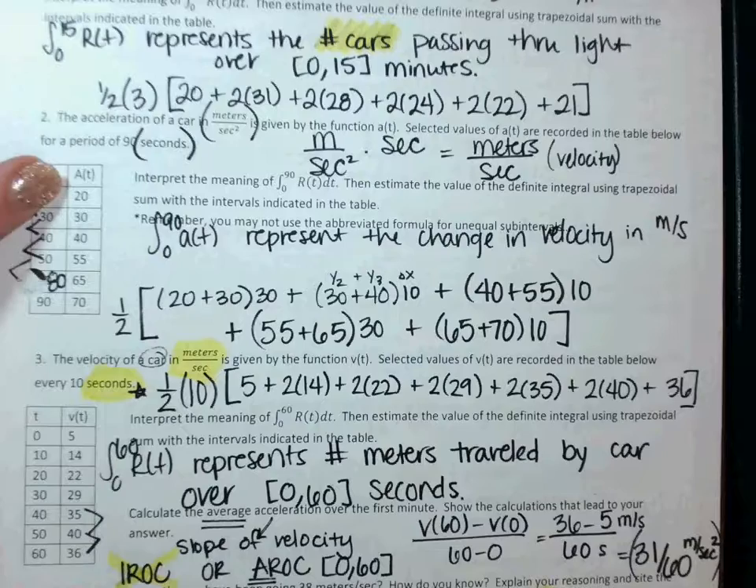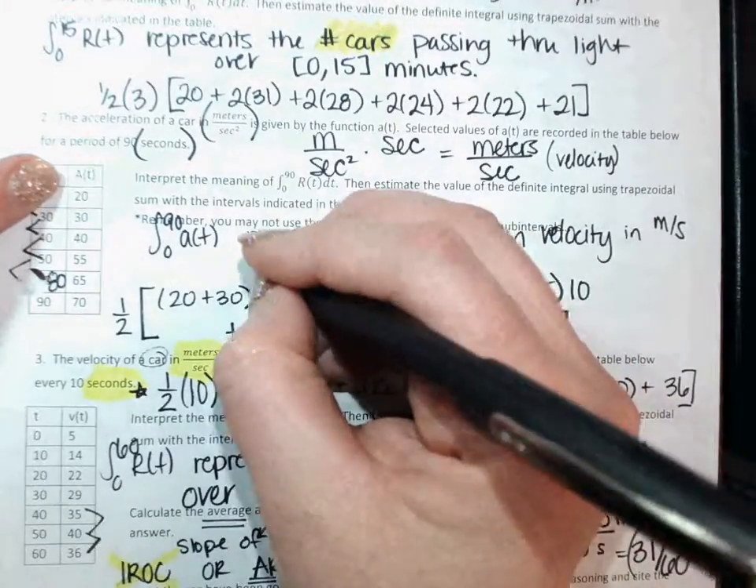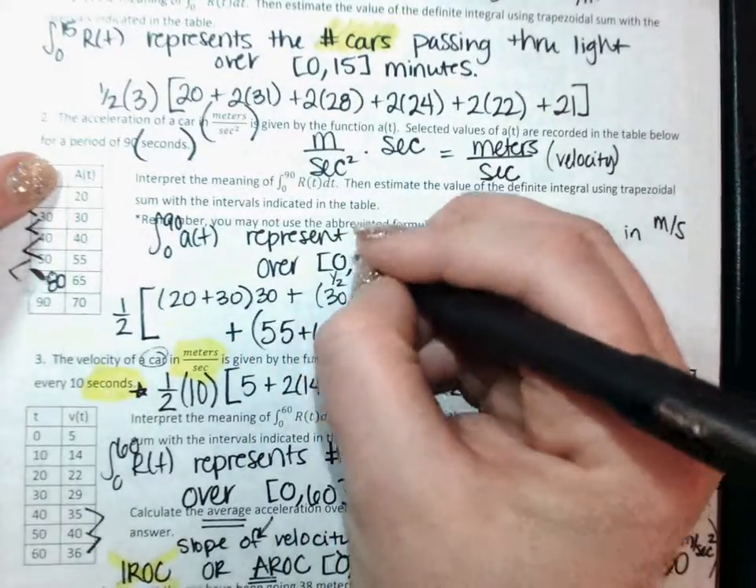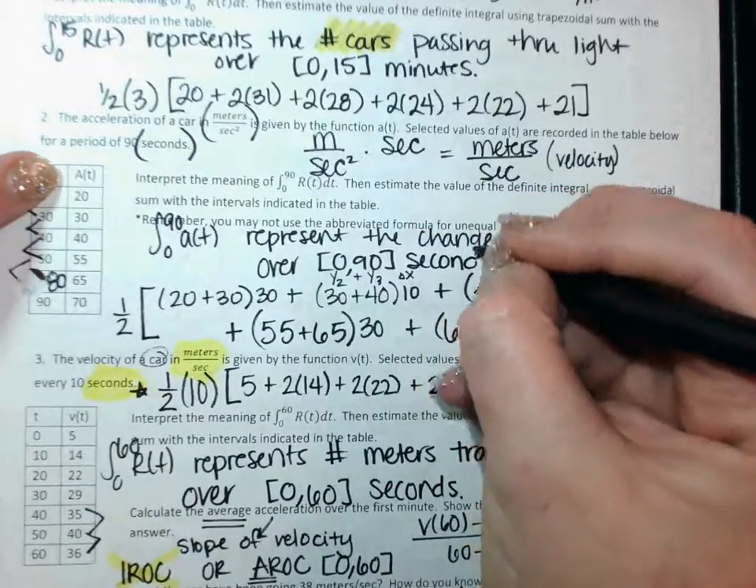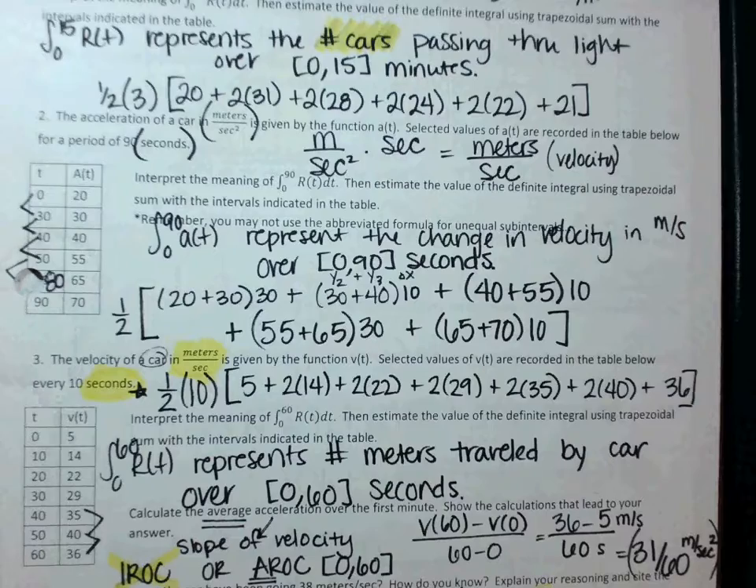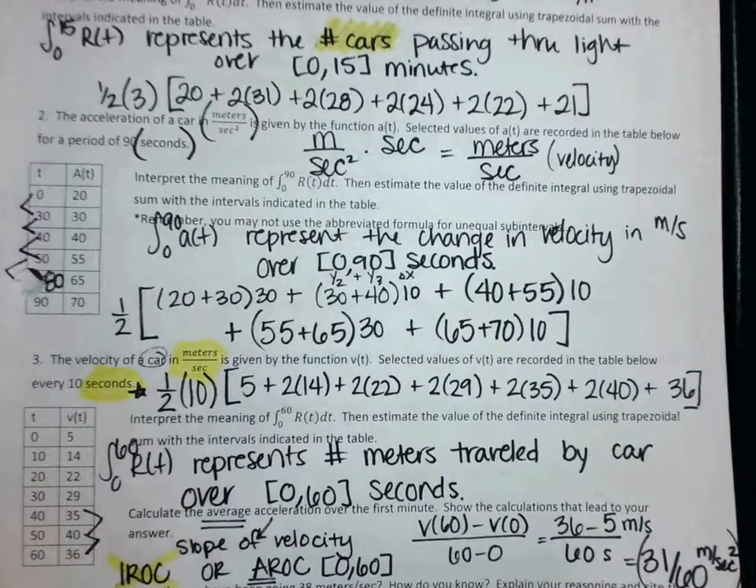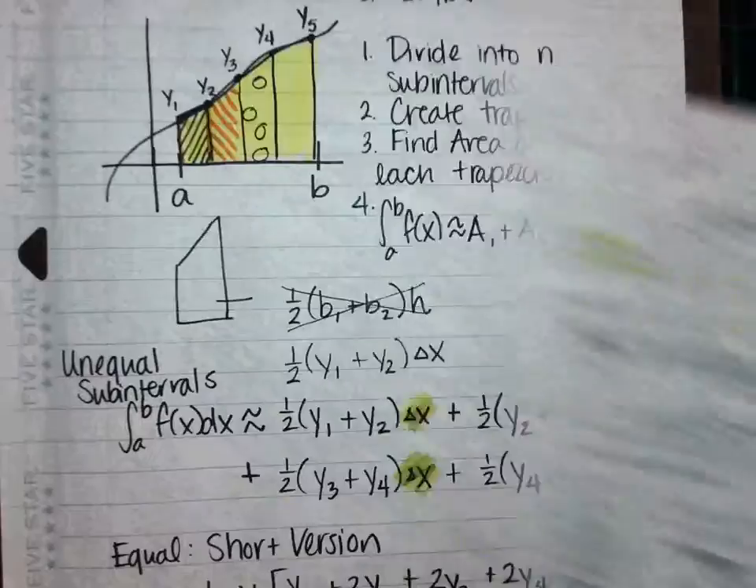The time. Okay, you could put the car in there, but what's also necessary is the interval of time. So you would say over 0 to 90, and that's in seconds. So it would be the change in velocity. You could put change in velocity of the car, but as long as you have velocity in there, that's what's important. Okay, and then over 0 to 90 seconds. Make sense? Great. Okay, I think we only have a couple more left, so we should be able to finish it.